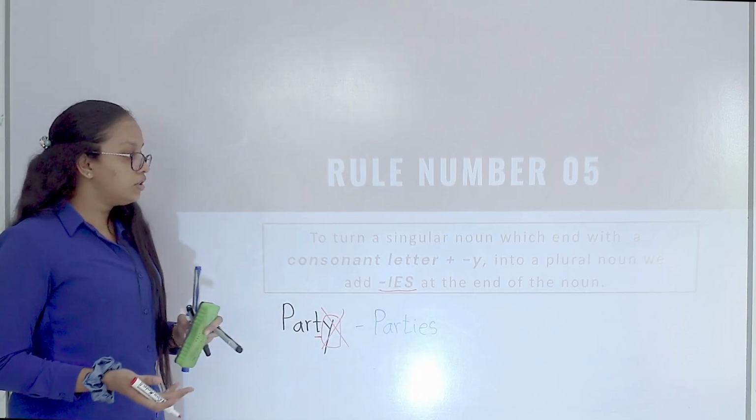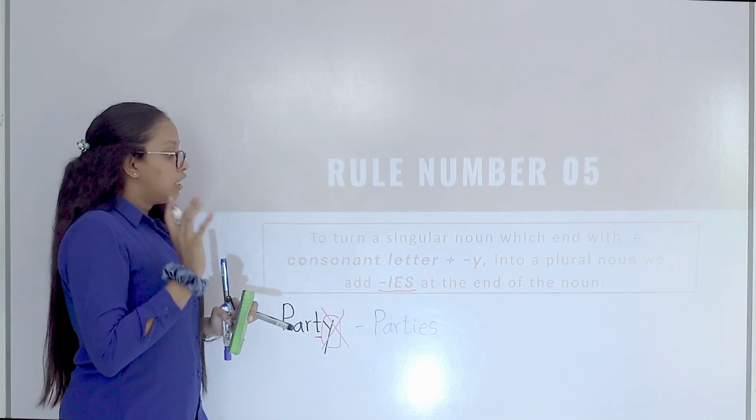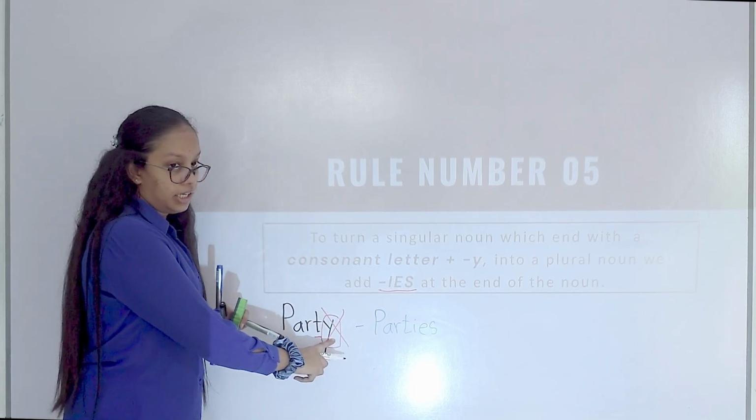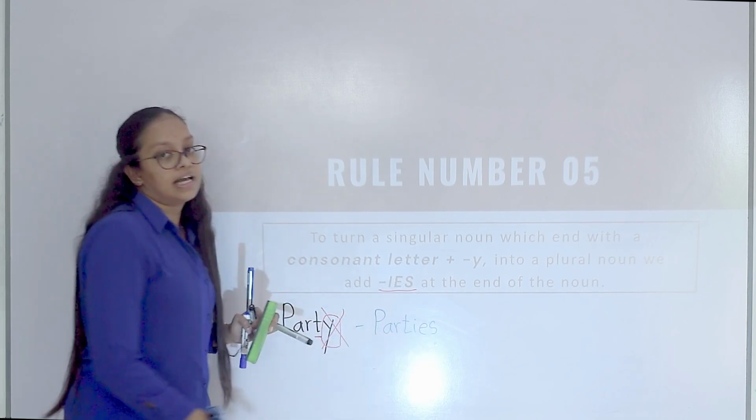So what you're going to do is, if the letter before y is a consonant letter, we are going to cut out the y and add ies at the end.